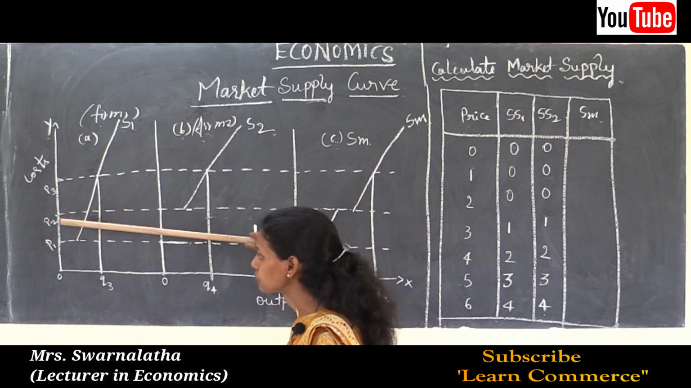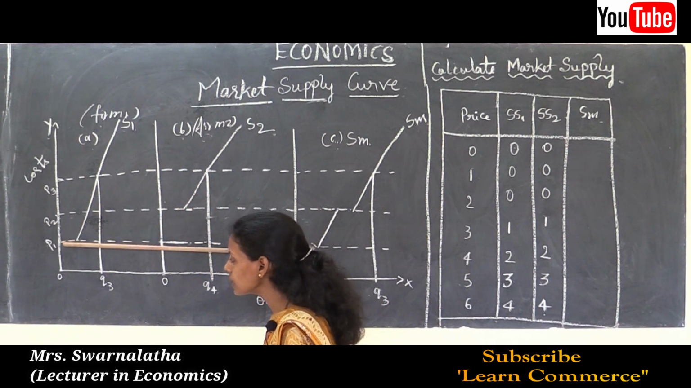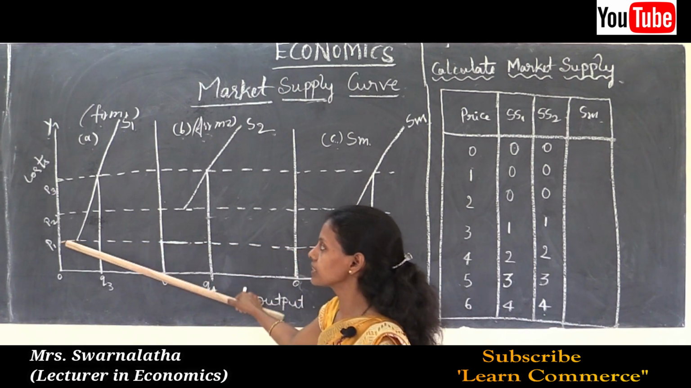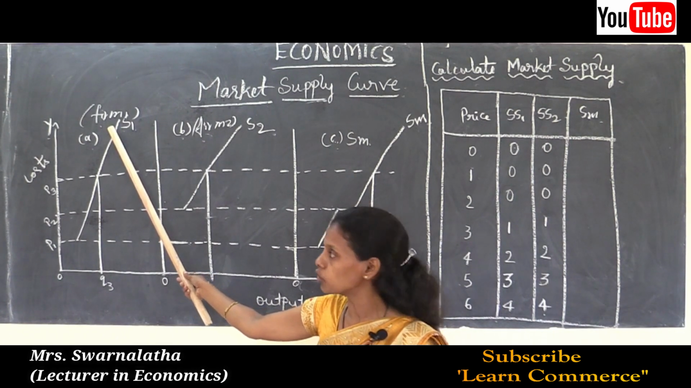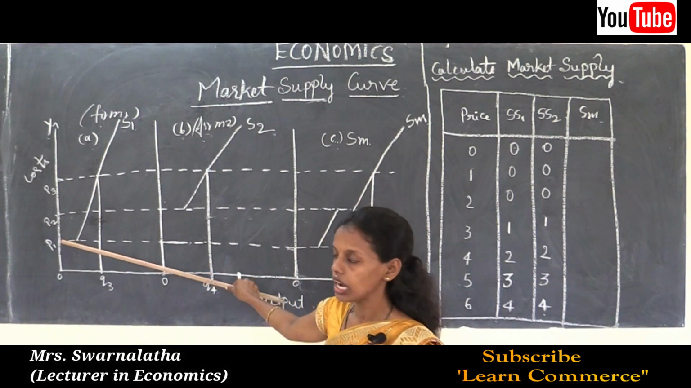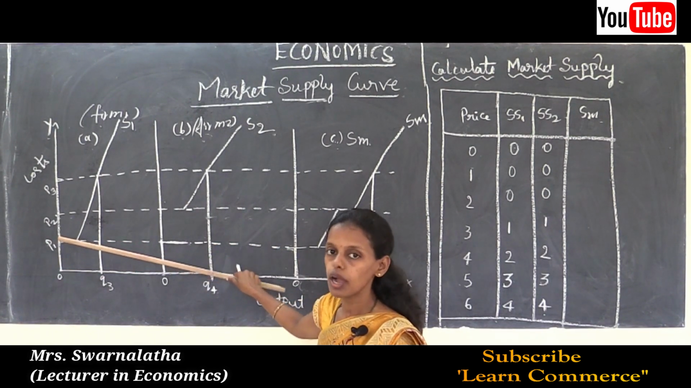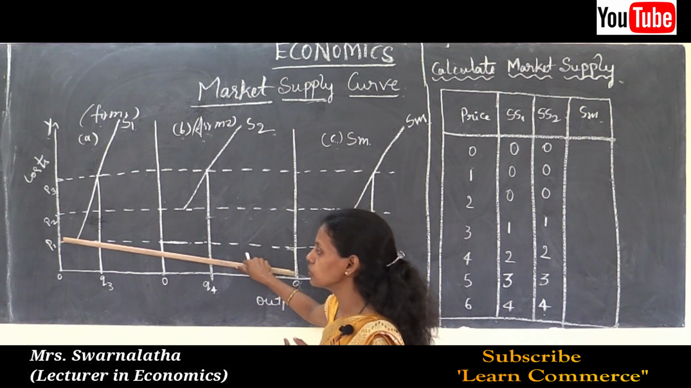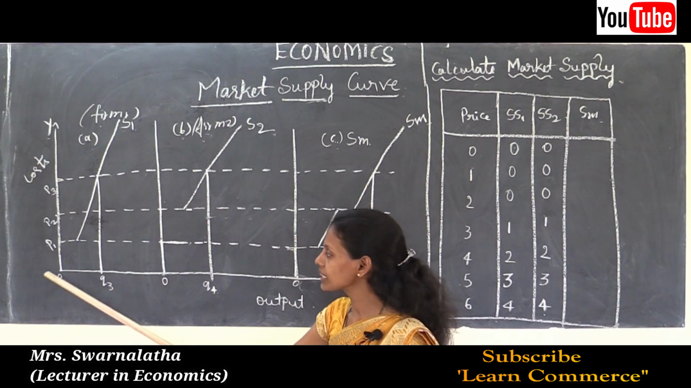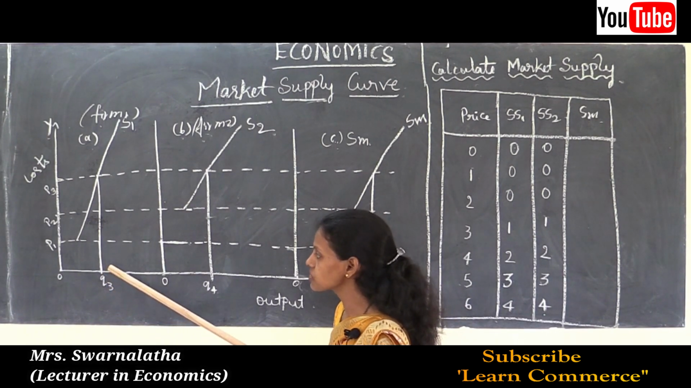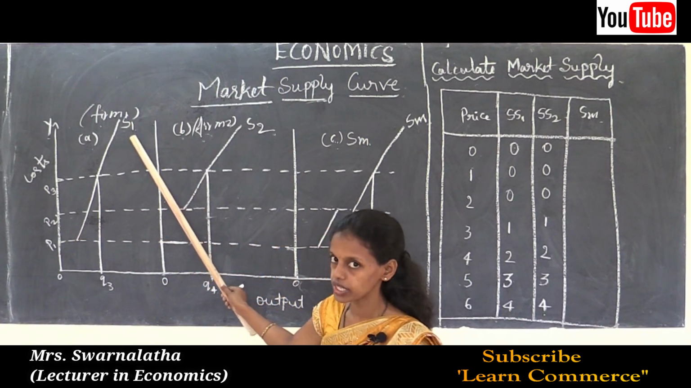So, different firms have different cost structures, as we said earlier. Here, P1 is the price level for firm 1. Firm 1 produces and supplies output at the P1 level. At OP1 price, the firm produces OQ3 level of output. Thus, S1 is the supply curve of firm 1.